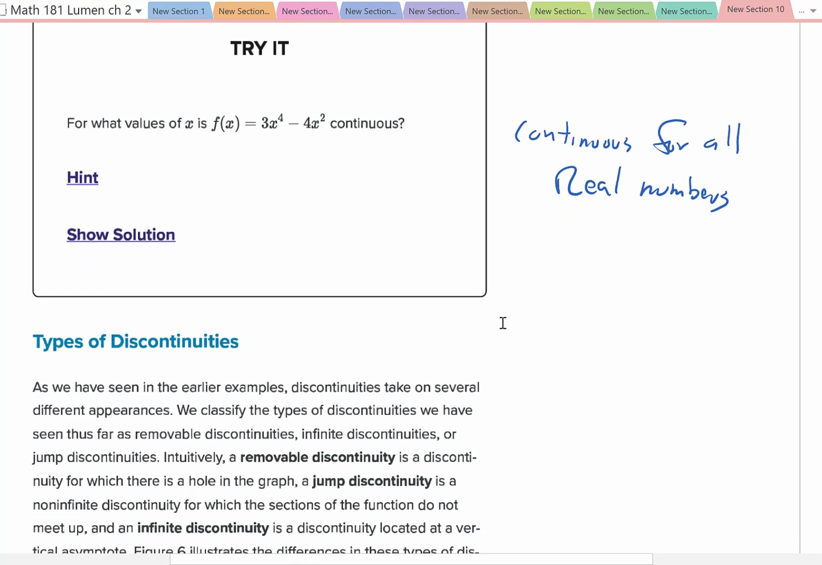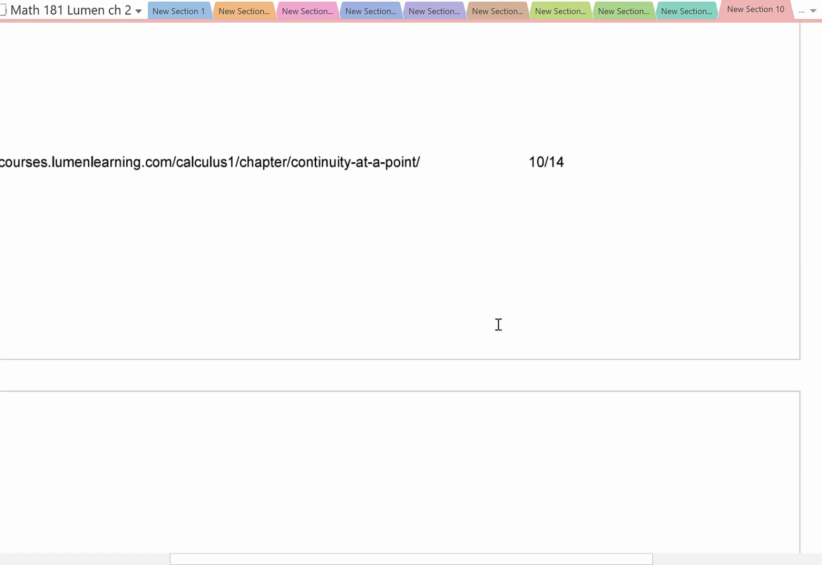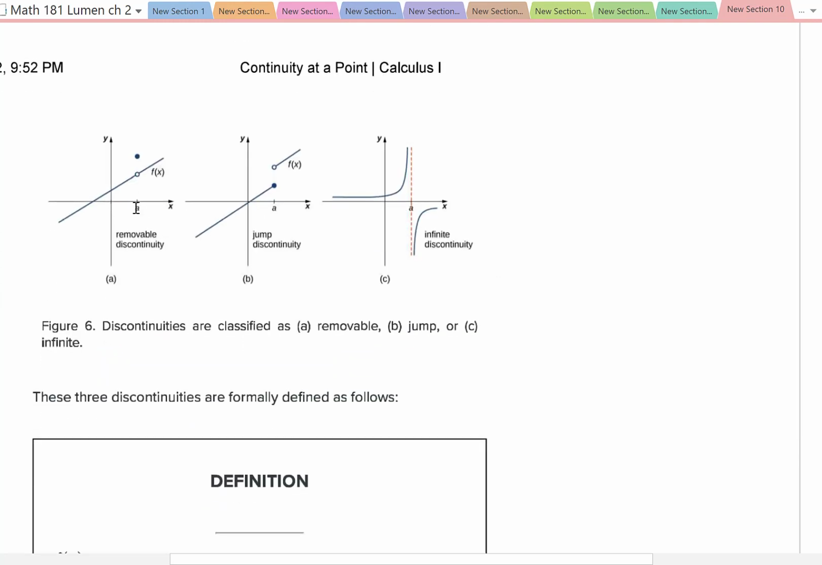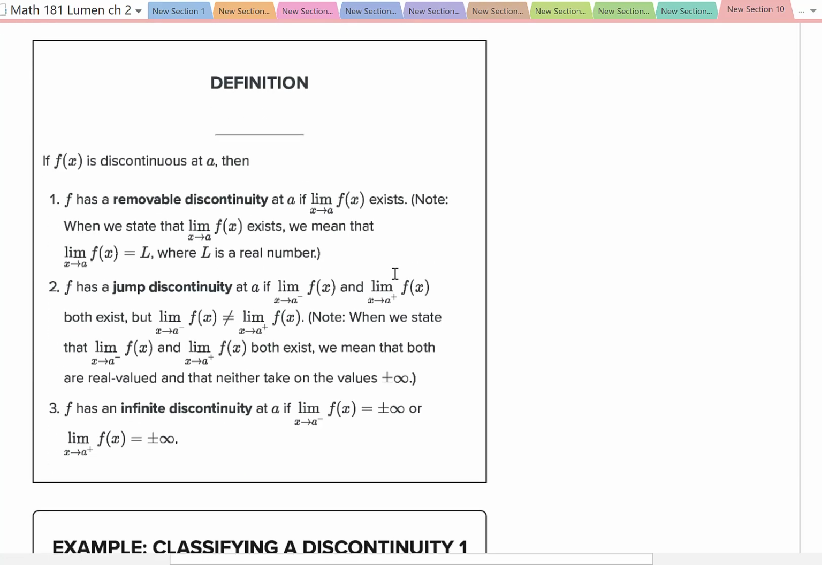Now, we've seen these already, but we're going to put a name to these types of discontinuities now. In the case that you have a hole, but it's defined someplace besides where that hole is, that's a removable discontinuity. In the case that it jumps, we call that, surprise, surprise, a jump discontinuity. And in the case it's approaching a vertical asymptote, we have infinite discontinuity. Okay.